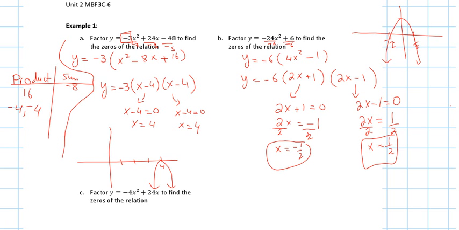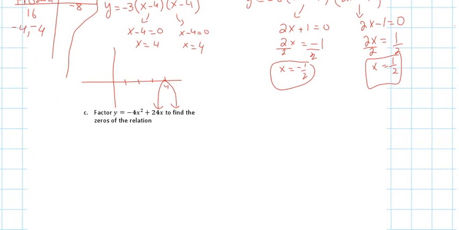All right, so let's look at C. I have y equals -4x squared plus 24x, and it's asking you to find the zeros of the relation. What do I want to do? Common factor. What would be your common factor? -4x. Yes. So I can divide both by -4, and then x is a common term.